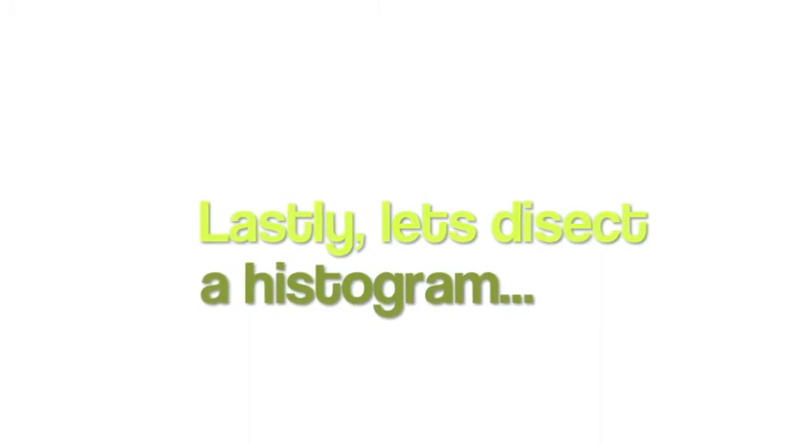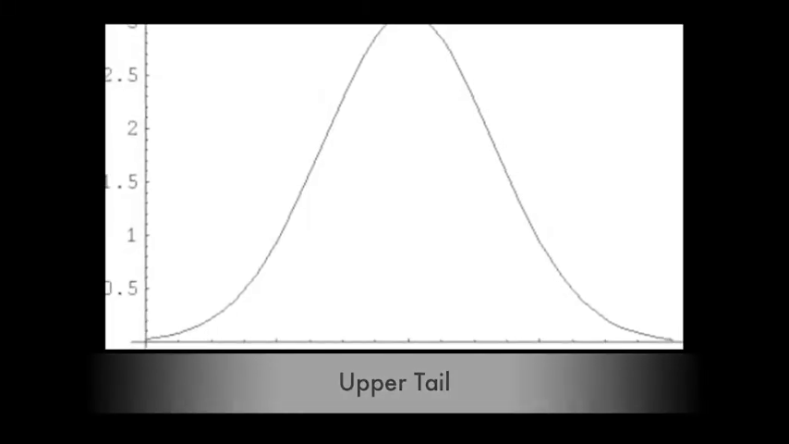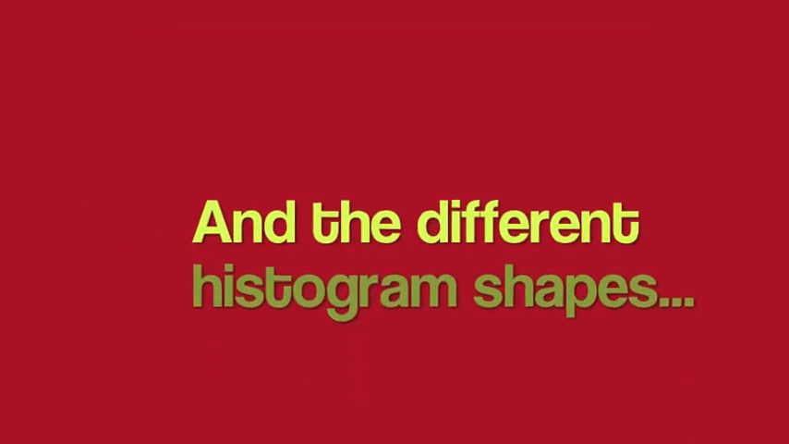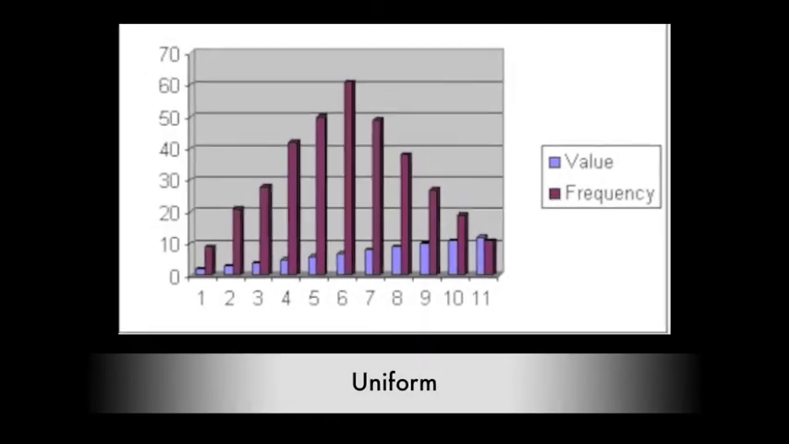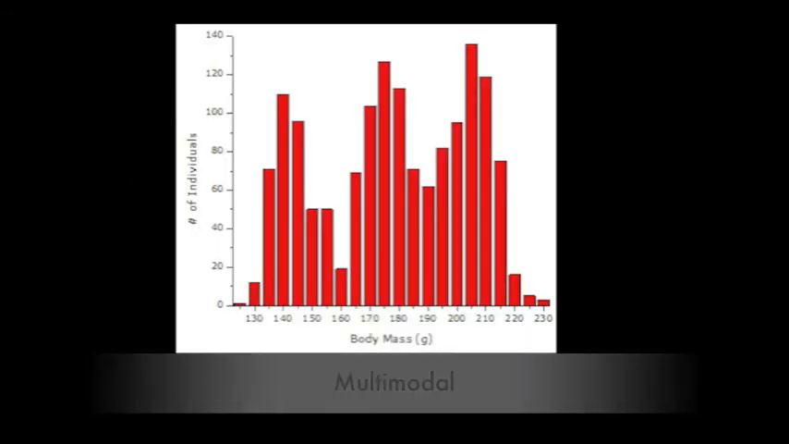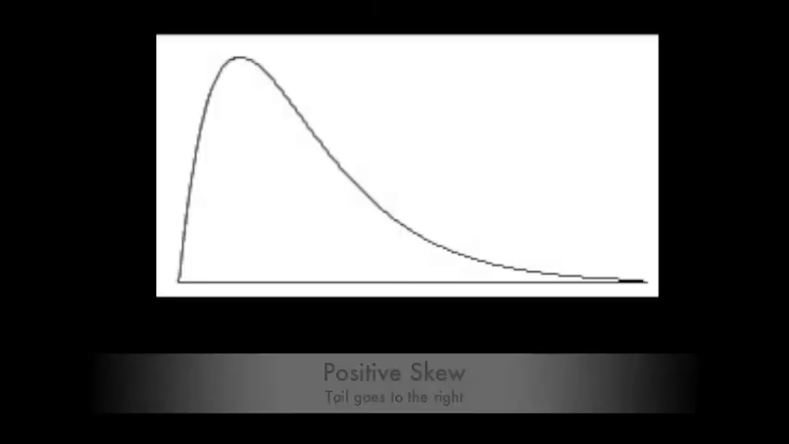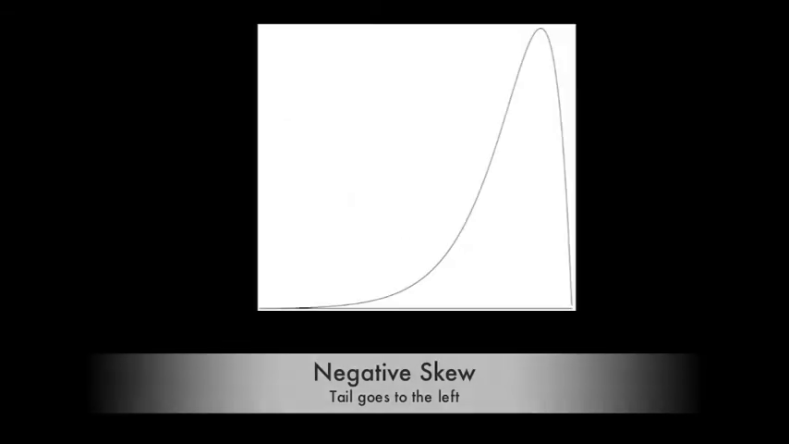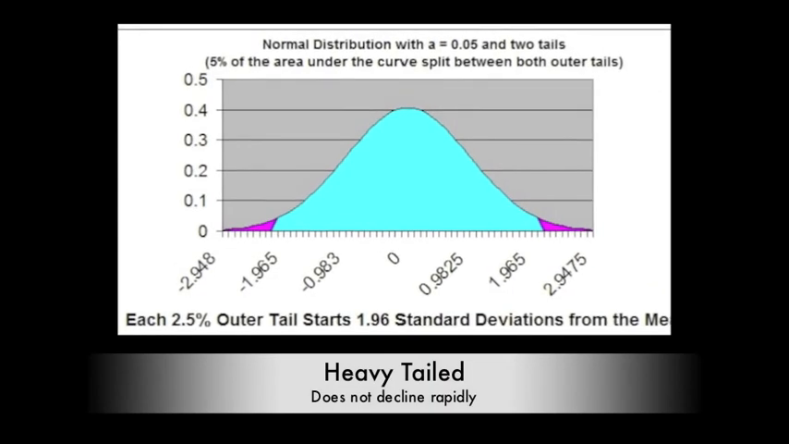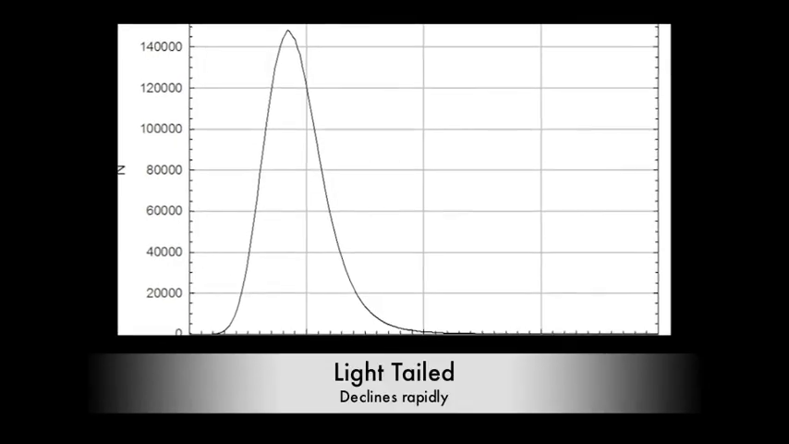The last thing we need to do is dissect the histogram. Histograms have an upper tail and a lower tail. Histograms come in different shapes. There are uniform, bimodal, multimodal, symmetric, non-symmetric, positive skew, negative skew, normal-tailed, heavy-tailed, and light-tailed.